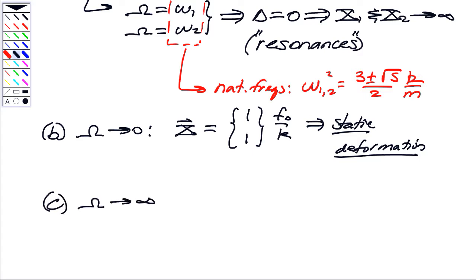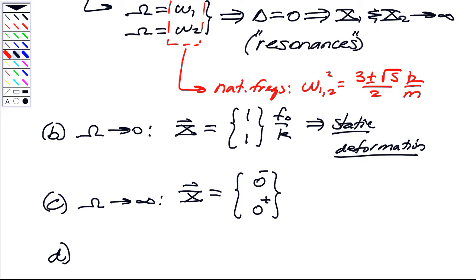The other extreme, when omega is large, at high frequency, if you look back at our expressions, they both go to 0. But please note that the one position goes to 0 from the negative side, and 2 goes to 0 from the plus side.